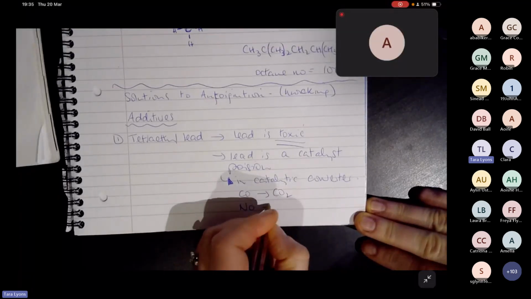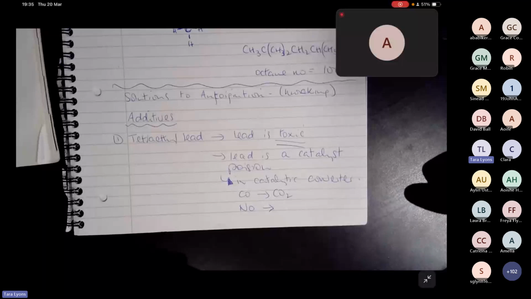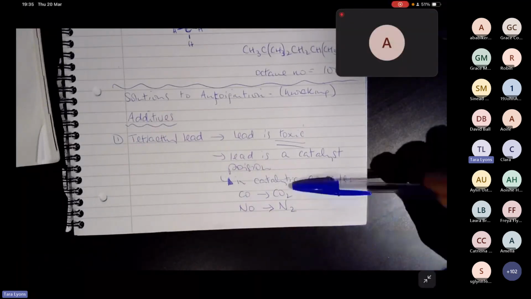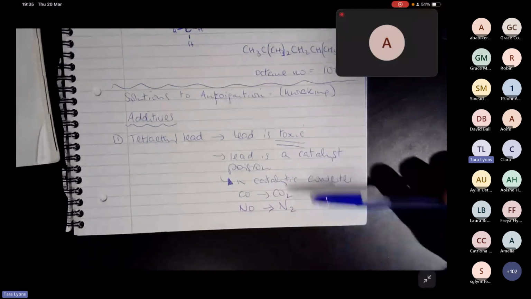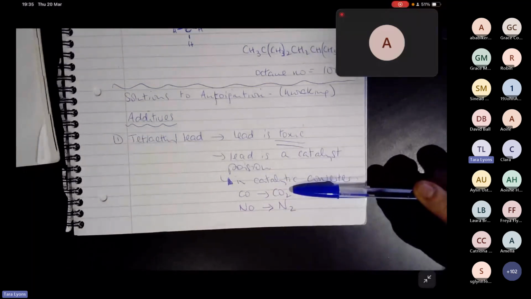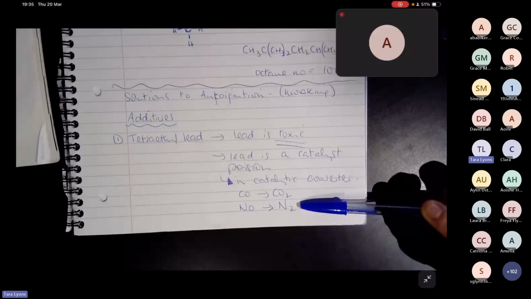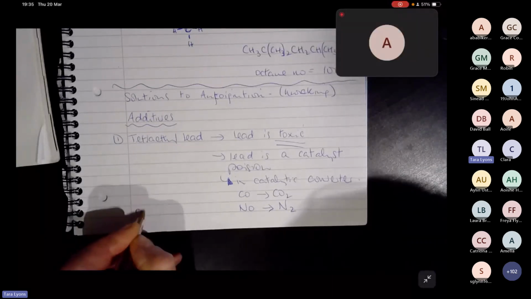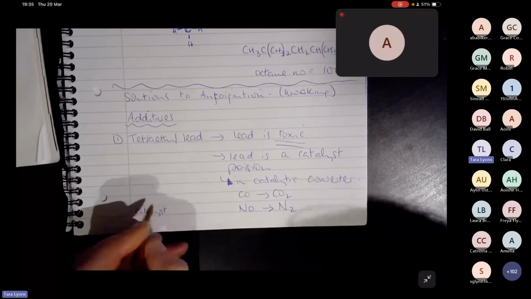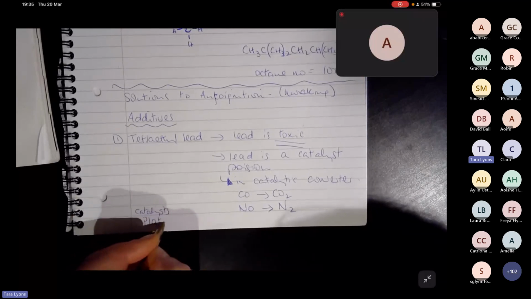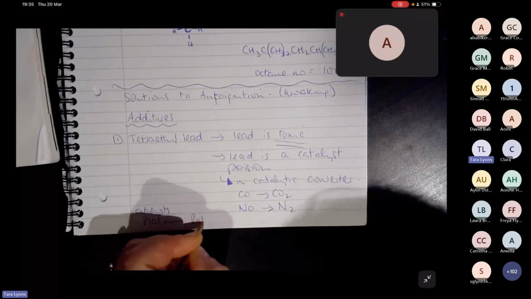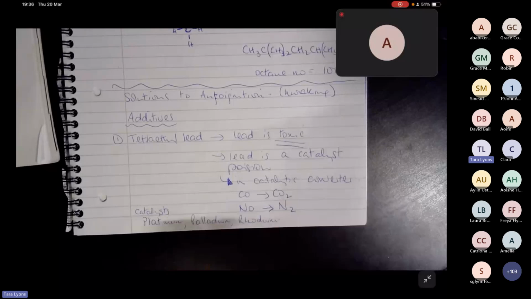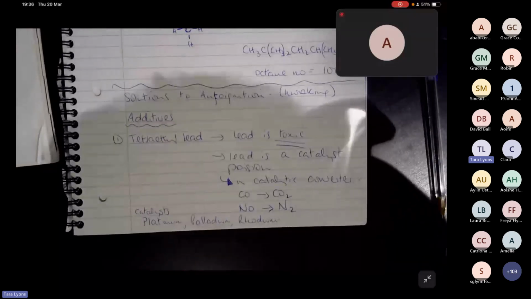NO, which causes acid rain and will also destroy ozone 24/7, is going to be converted to N2. Now watch those. They're the two conversions in a catalytic converter. It's CO to CO2. It's NO to N2, not to NO2, folks. A lot of people will make that mistake. And your catalysts in a catalytic converter are platinum, palladium, and rhodium. And they are all as expensive, if not more expensive than gold.